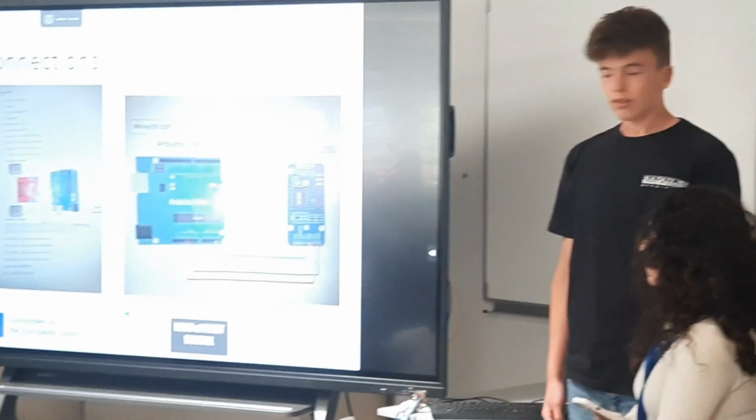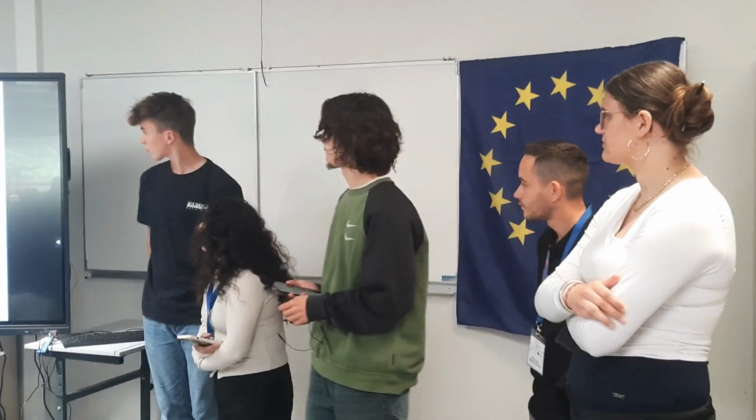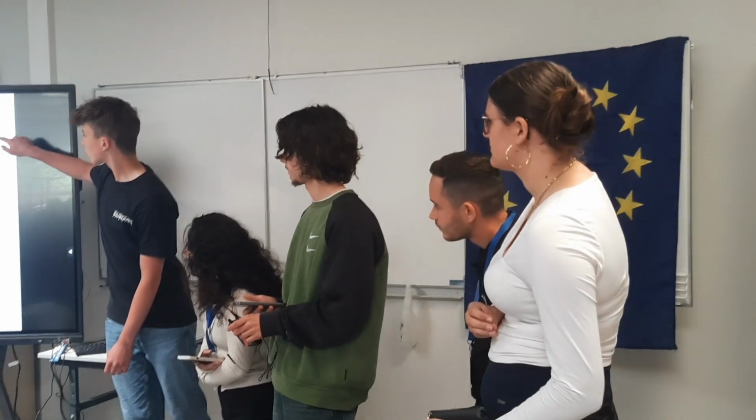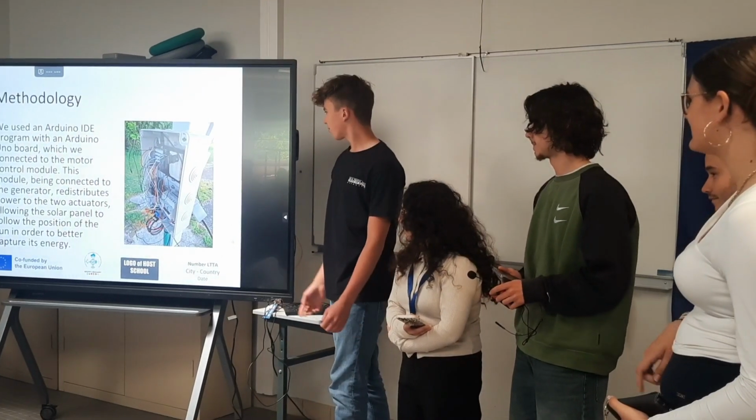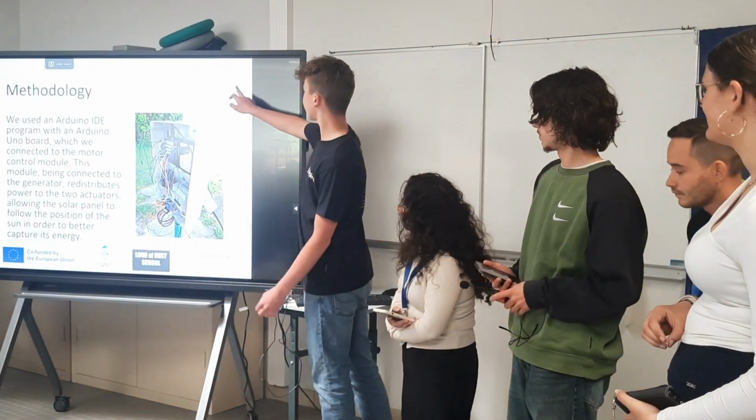This is an Arduino IDE program with an Arduino board, which we connected to the motor control module. This module is connected to the generator to distribute power to the two outputs, allowing the solar panel to follow the position of the sun in order to better capture its energy. Here is the box with all the wires.